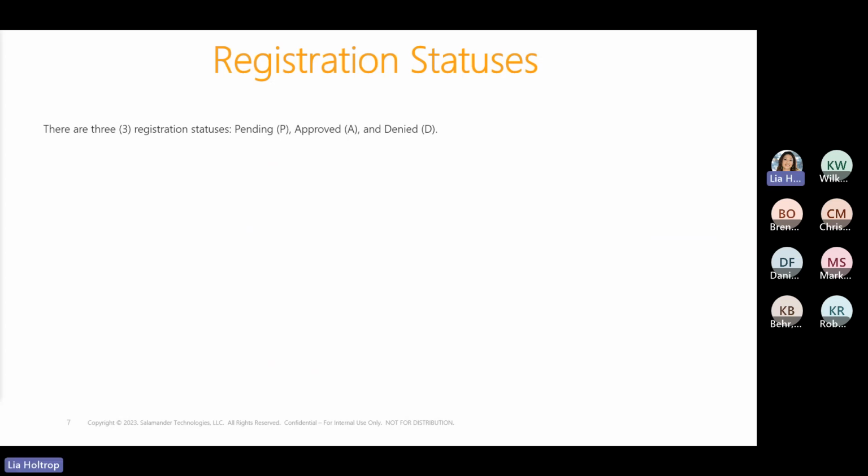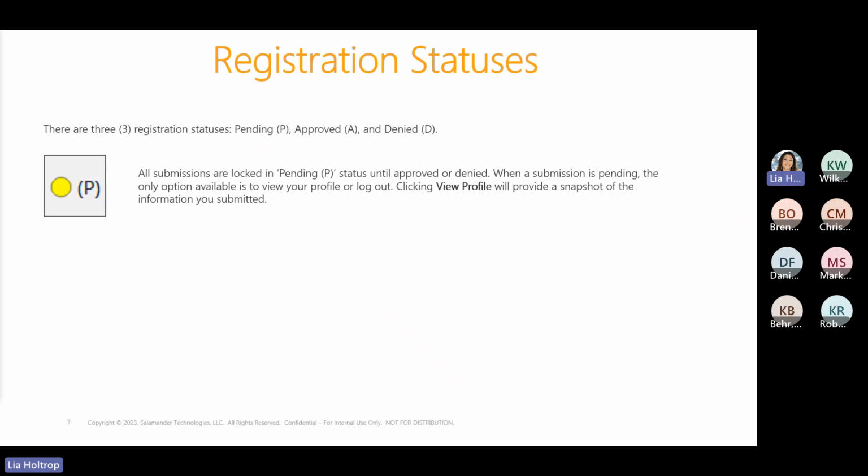So I talked about the registration statuses. There's actually 3. So again, just quick overview on this. All submissions are unlocked and in pending status until they're approved or denied by the organization administrator. Okay, we talked about that already.